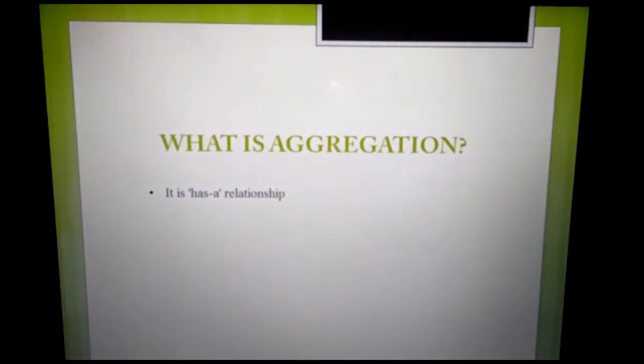What is aggregation? Aggregation is a special case of association, a directional association between objects. It is an association that represents a part-whole or part-of relationship. When an object has another object, then you have an aggregation between them. The direction between them specifies which object contains the other object.